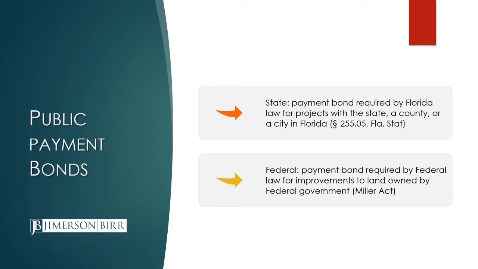types of projects. There is a similar federal statute which governs payment and performance bonds on federal projects. That's known as the Miller Act. Very similar in scope and very similar in requirements. Actually, the Florida 255.05 statute is called the Florida Little Miller Act, patterned after the Federal Miller Act.